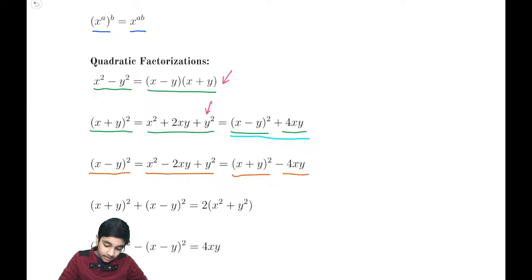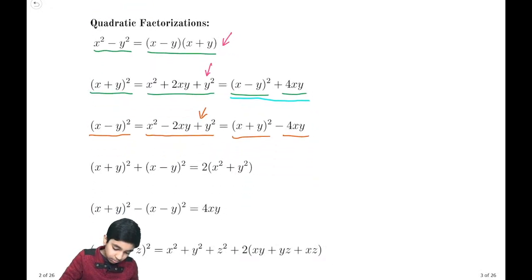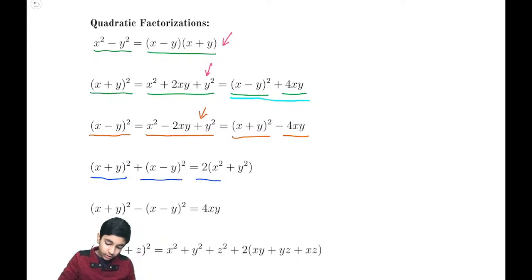And again, this is something that you should definitely memorize. And the next one is just another way of rewriting (x minus y) squared. And then we also have that (x plus y) squared plus (x minus y) squared is just 2 times (x squared plus y squared). Okay, so the reasoning here is that the 2xy terms will cancel when we add them together. And then when you subtract them, you get 4xy.